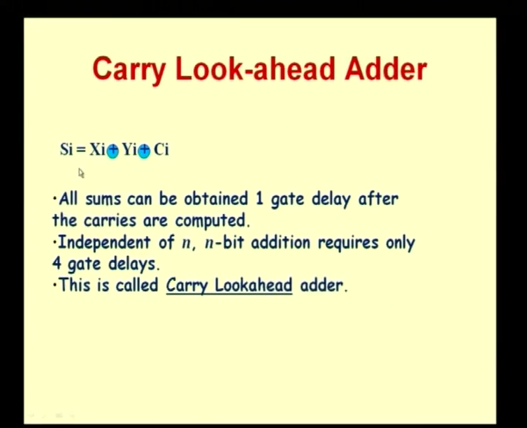So once I have all the C's computed, all the sums can be obtained 1 gate delay after that. So whatever be the value of n that I have, an n bit addition will require only 4 gate delays, 3 gate delays to produce the various C's and then 1 gate delay after that to produce the S. So this is called a carry look ahead adder.